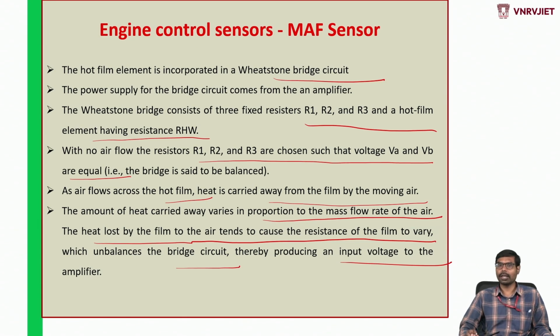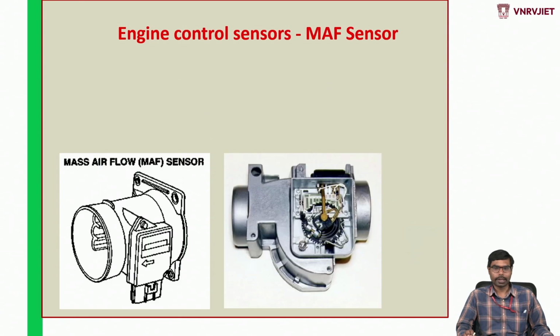So that's the only thing you need to understand. If the airflow rate is higher, then more heat is carried away by the intake air, so the temperature drop is very high, and you get a larger voltage signal to the amplifier. There is an imbalance in the Wheatstone bridge and more voltage will be generated. That you need to understand here.